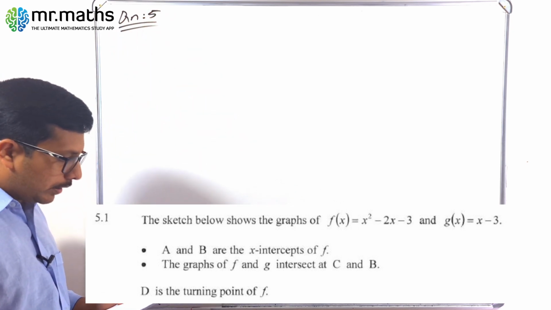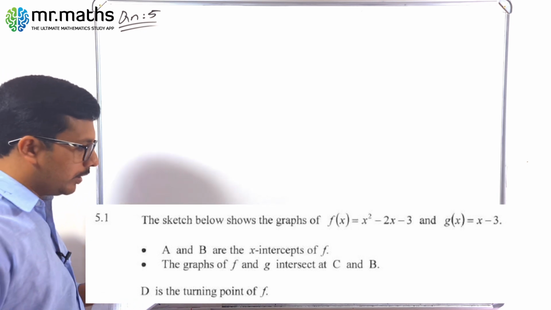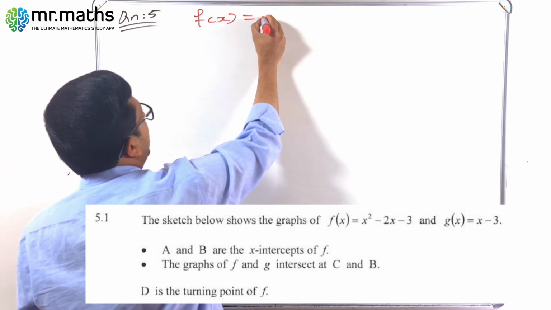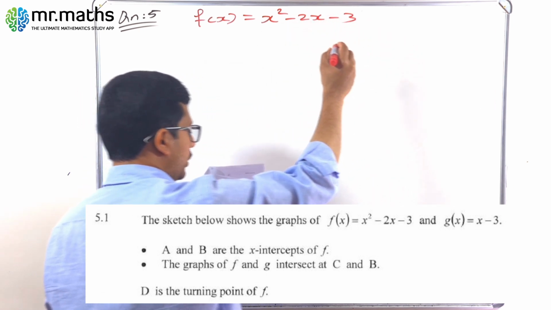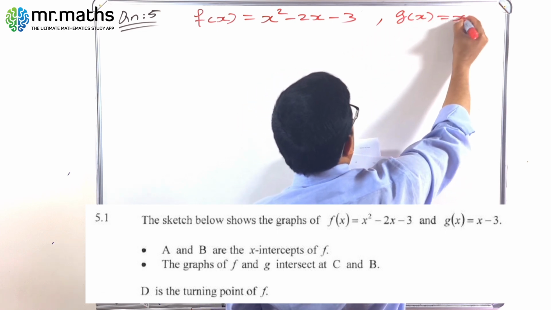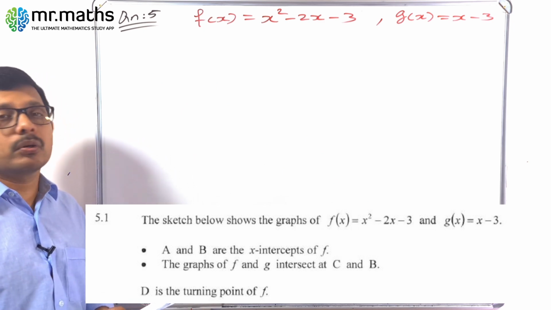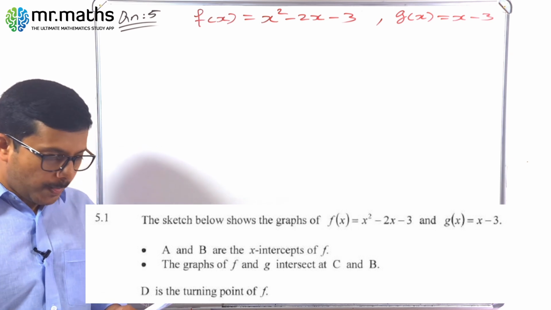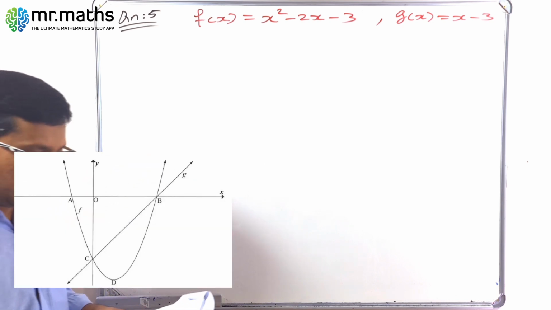What is that question? The sketch below shows the graph of f of x is equal to x square minus 2x minus 3, and another equation is given, g of x is equal to x minus 3. So there are two functions, just like the previous question. Here also f of x and g of x, two functions are given, and there is a graph also given. So first let me draw that graph, then based on that I will explain.